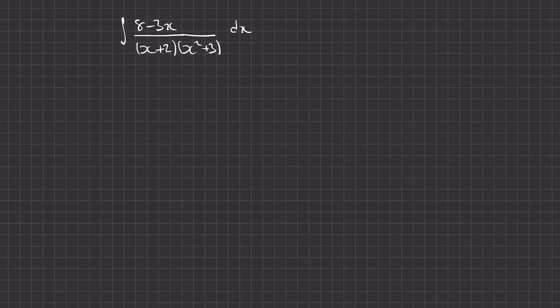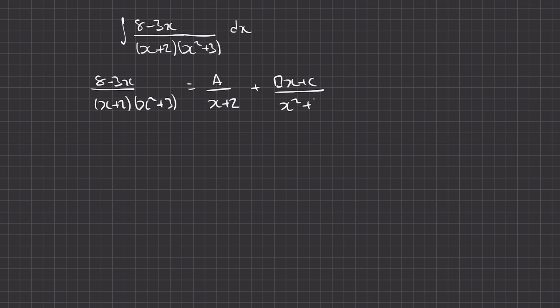Okay, so in our second question, now we're going to work out the integral of (8 minus 3x) over (x plus 2) multiplied by (x squared plus 3), again integrated with respect to x. So again, the first thing I'm going to do is break this down using partial fractions. We'll say (8 minus 3x) over (x plus 2)(x squared plus 3) is equal to A over (x plus 2) plus (Bx plus C) over (x squared plus 3).